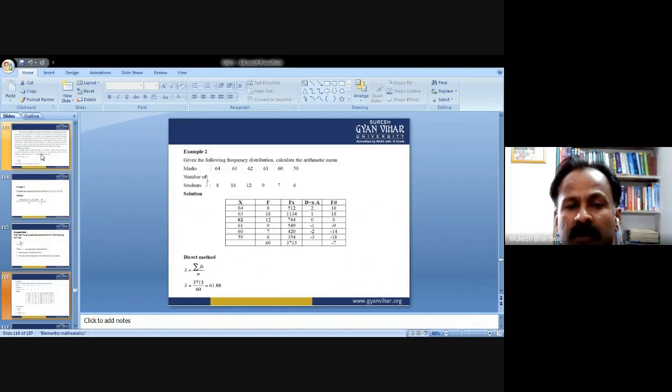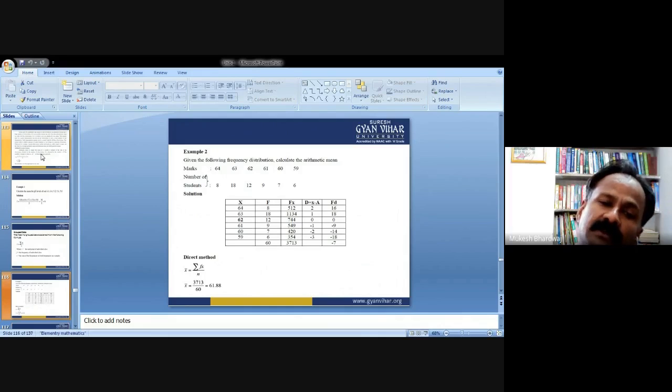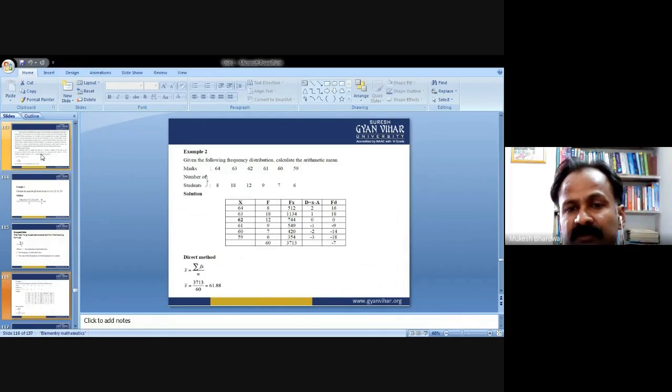Now, according to the formula, we need to find the mean for the grouped data. X bar equals summation fx. The summation of fx we had already done in the table. That comes out to be 3713, divided by the total number of students, that is 60. So the average comes out to be 61.88.